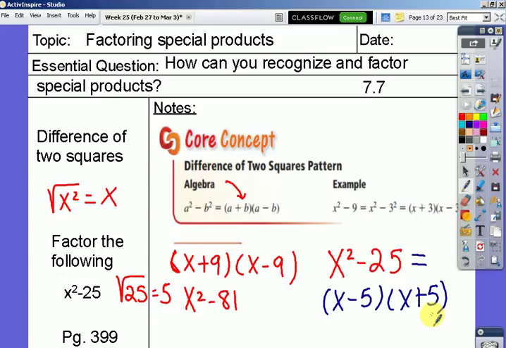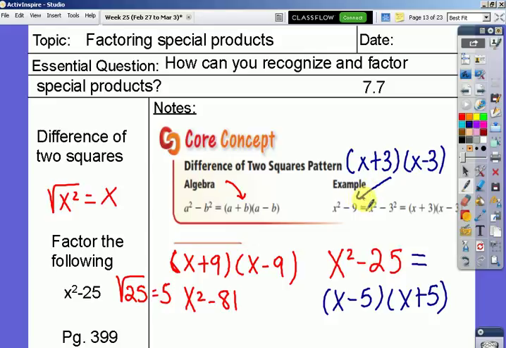Next, x squared minus 9. So I have two perfect squares. I have an x that's squared, I have a 9 that's squared. So that becomes x plus 3 times x minus 3. If I ask you to multiply the binomial, then you should know, because of special products, that this is what you're going to get.